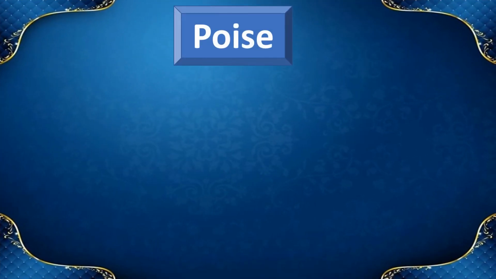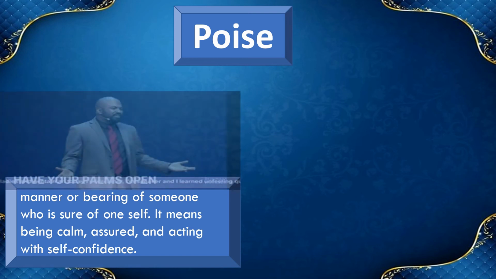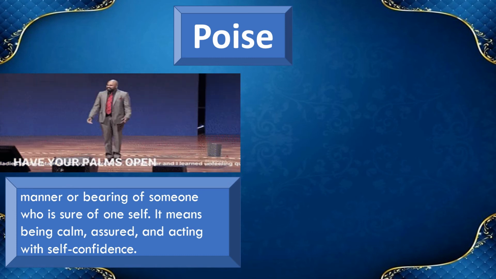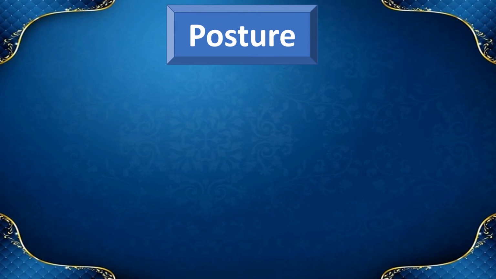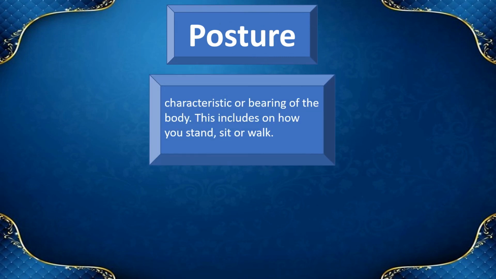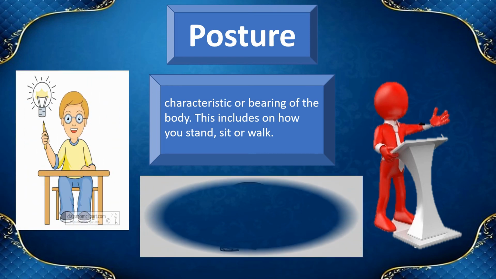Another body technique is the poise. The poise is a manner of bearing of someone who is sure of oneself. It means being calm, assured, and acting with self-confidence. Next body technique is the posture. What is this posture? This is the characteristic or bearing of the body. This includes how you stand, how you sit, or walk.